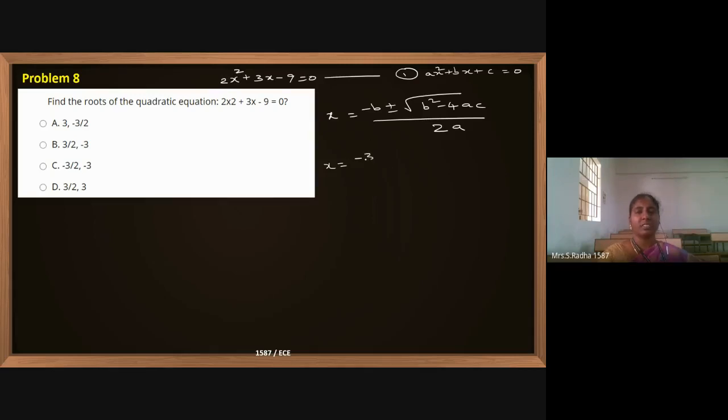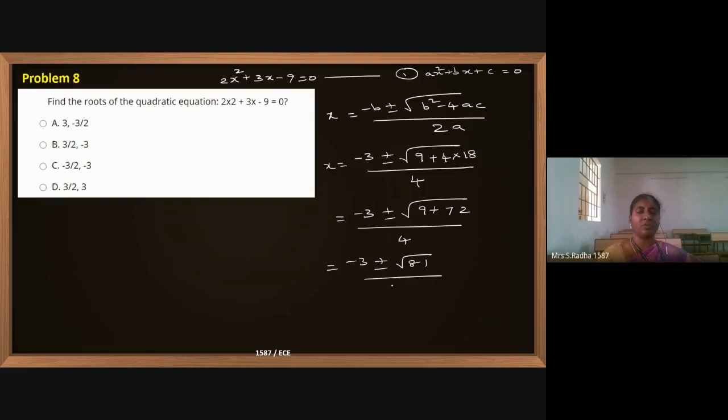So minus b means minus 3 plus or minus square root of b square minus 4 into ac. Here c value is minus 9. So minus into minus will become plus, and 9 into 2 is 18 into 4 is 72. Plus 9 is 81. And 2a means 2 into 2 is 4. This is minus 3 plus or minus square root of 81 divided by 4. And we have 2 roots.